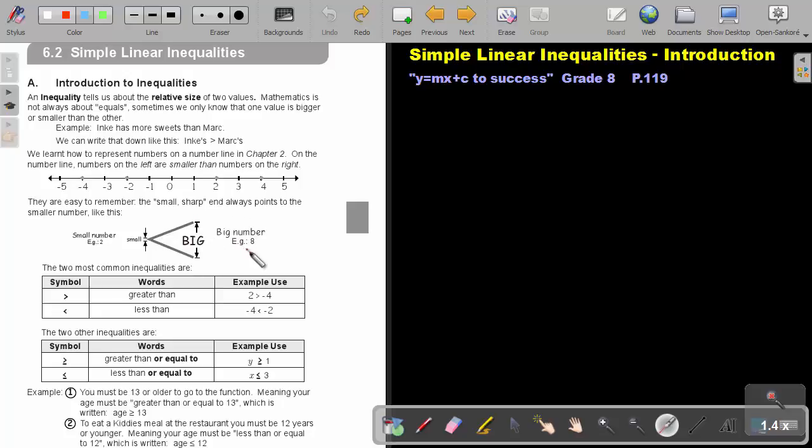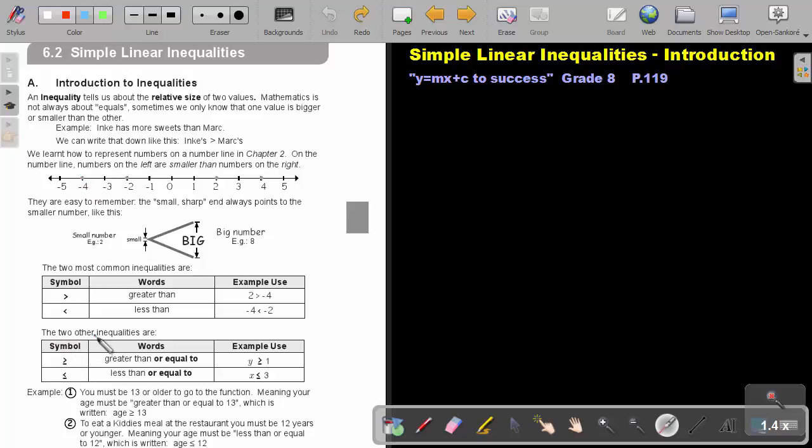towards the bigger number. The two most common inequalities are, if you read it from this side, bigger, smaller. So greater than, saying 2 is greater than -4, or smaller, less than, -4 is less than -2. Because -4 is there and -2 is there, so it's more to the left, that's why -4 is smaller.